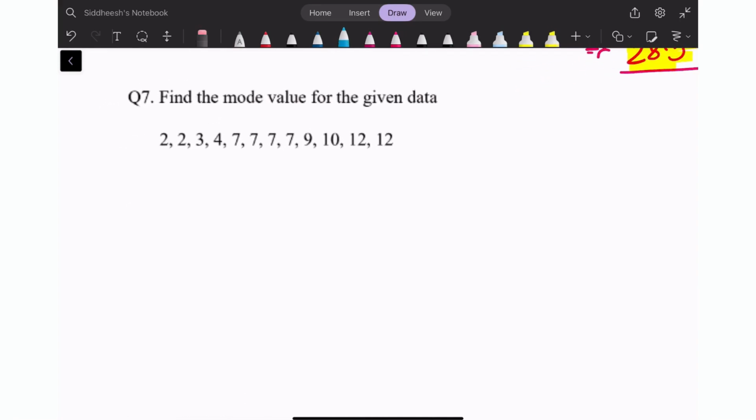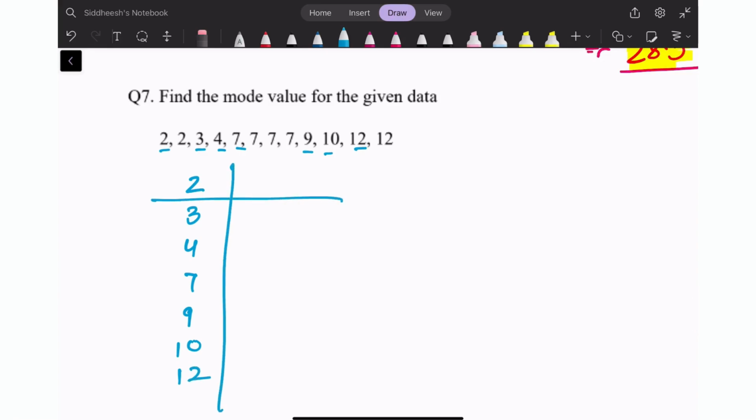It's very simple. We need to make a table. So mode is what? The most commonly observed observation, or the most frequently occurring observation. Now here we are having 2, then 3, then 4, then 7, then 9, then 10, and then 12. Now these are your values.